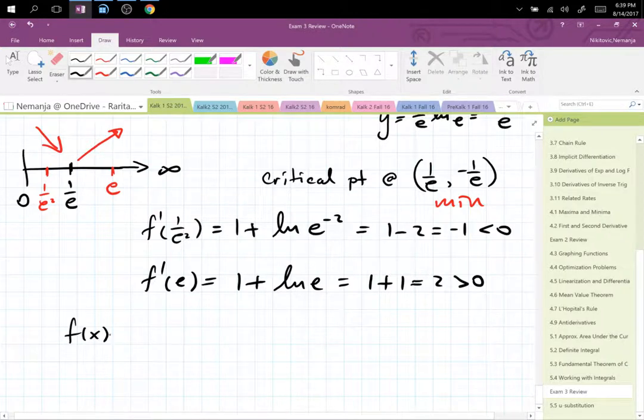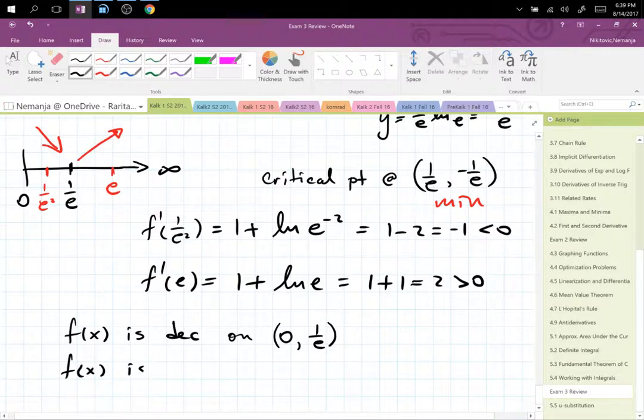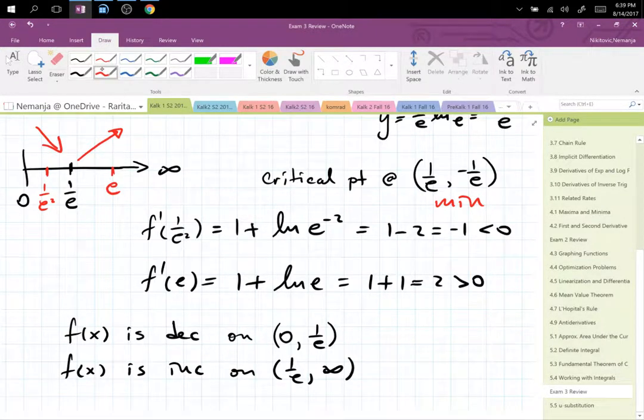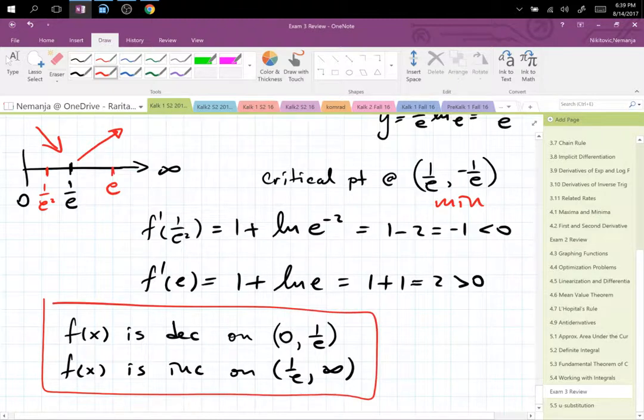So f of x is decreasing on 0 to 1 over e. f of x is increasing on 1 over e to infinity. Now that is a piece of information that we need. This is also a piece of information that we need.